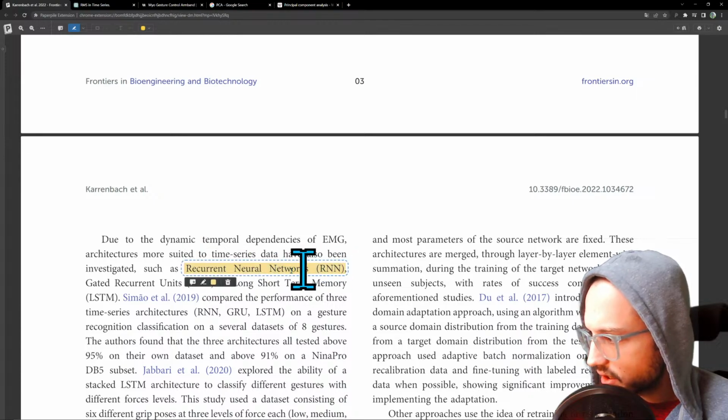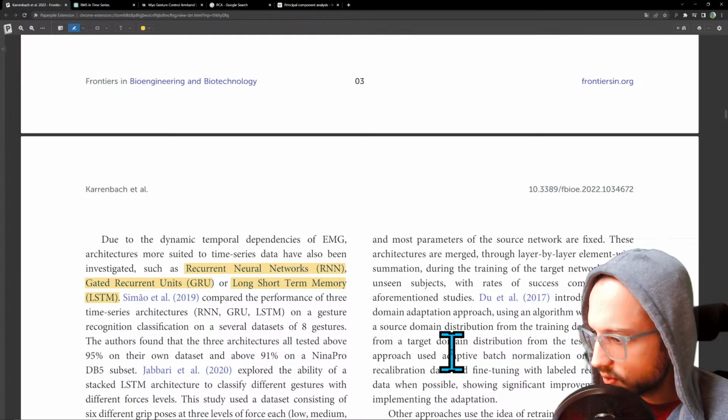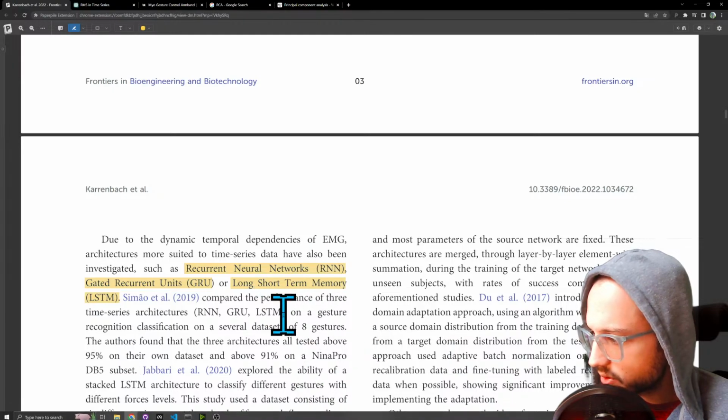Okay, so they talk about RNNs, GRUs, and LSTMs. These are kind of old school sequence architectures. I think at this point you would use transformers. None of these are popular at all anymore.